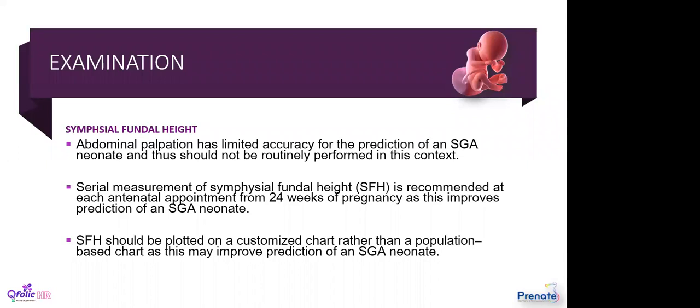So it should be plotted on the customized chart. On each visit, we should examine the patient and measure the symphysial height. This is the initial screening test to identify growth restriction. It has been shown in the evidence that abdominal palpation has limited accuracy for prediction of an SGA neonate and thus should not be routinely performed in this context. I mean, we cannot rely on just doing palpation to screen out the patient who will later on have an SGA baby.